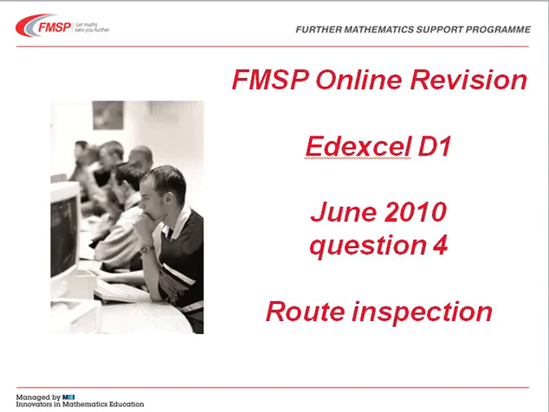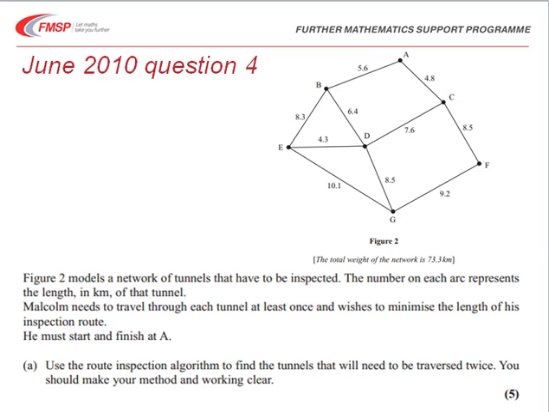In this video I'm going to be looking at the solution to question 4 of the June 2010 Edexcel D1 paper, and the topic of the question is route inspection. The question refers first of all to a figure 2 which models a network of tunnels that have to be inspected, and says the number on each arc represents the length in kilometers of the tunnel. Malcolm needs to travel through each tunnel at least once and wishes to minimize the length of his inspection route. He must start and finish at A.